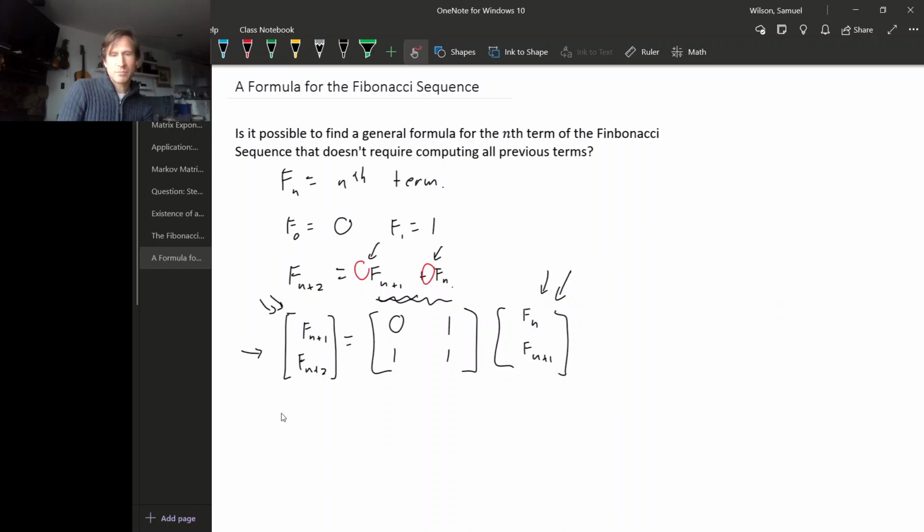So, for example, if we start, we won't start at the very beginning of the sequence, but remember, at some point in the sequence we had a 5 and an 8.